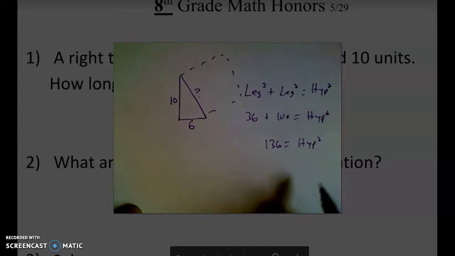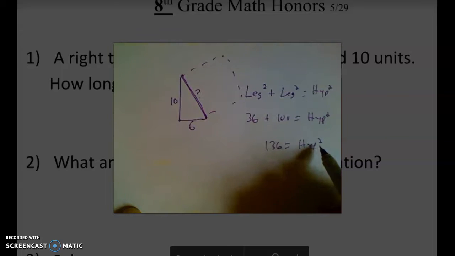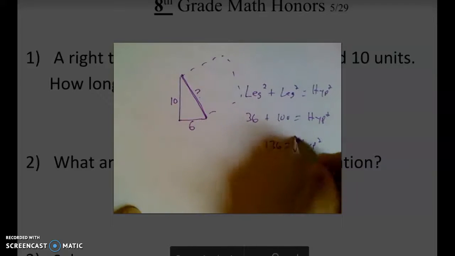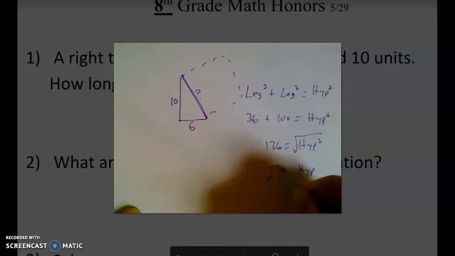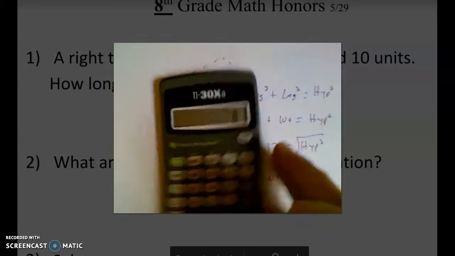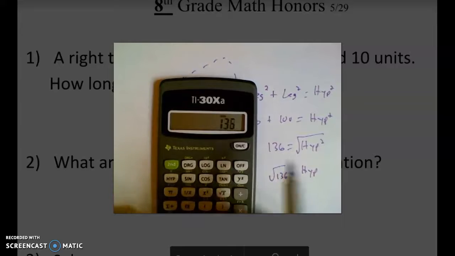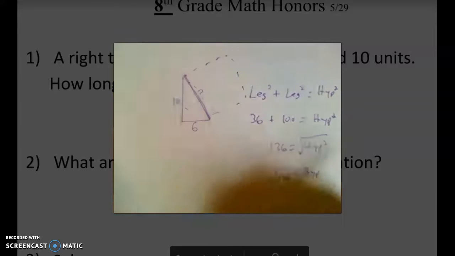That means the hypotenuse itself, or one side of the square, you find that by taking the square root of both sides. So this would leave you with just the hypotenuse, and the square root of 136 would be how long your hypotenuse is. And if you want to estimate that, it's about 11.66 or so.